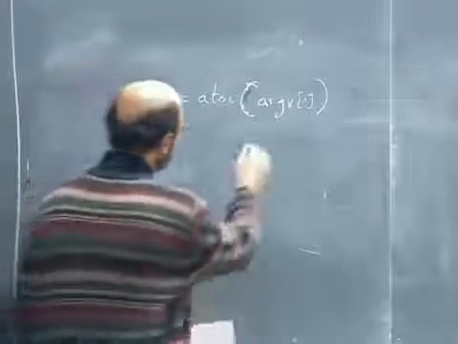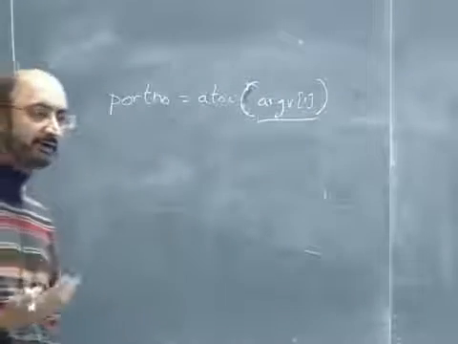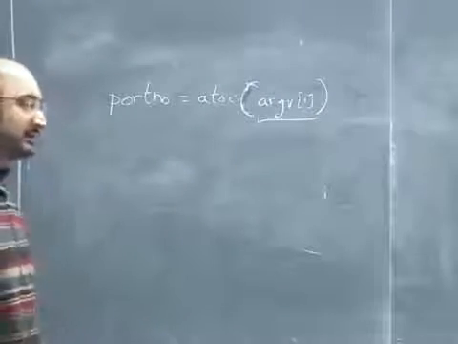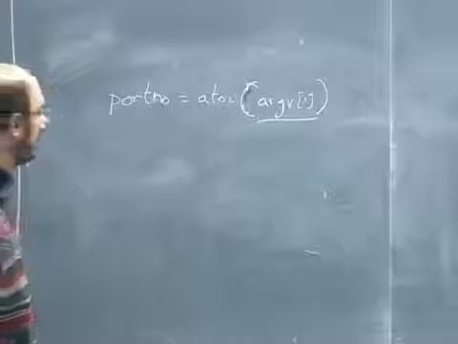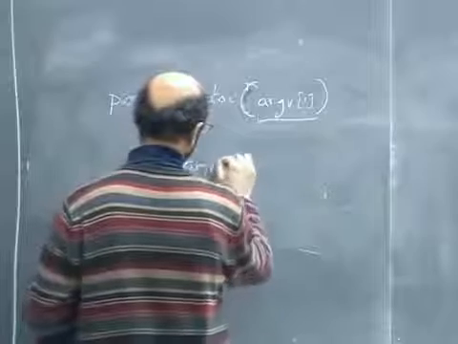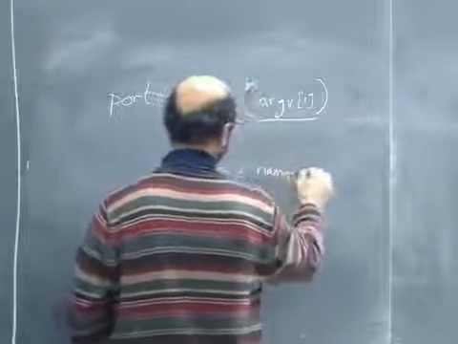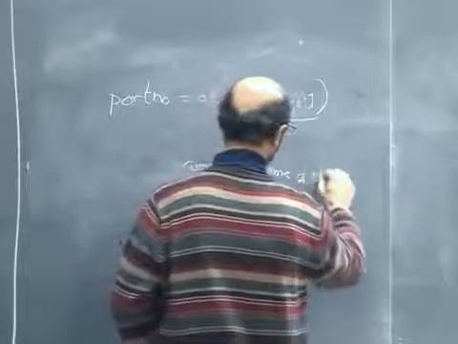So first let's look at argv[1]. The parameters that are passed into the program are called the argument vector. Okay? And the argument vector looks like this. So your argv[0] is the name of the program by convention. It's a string.